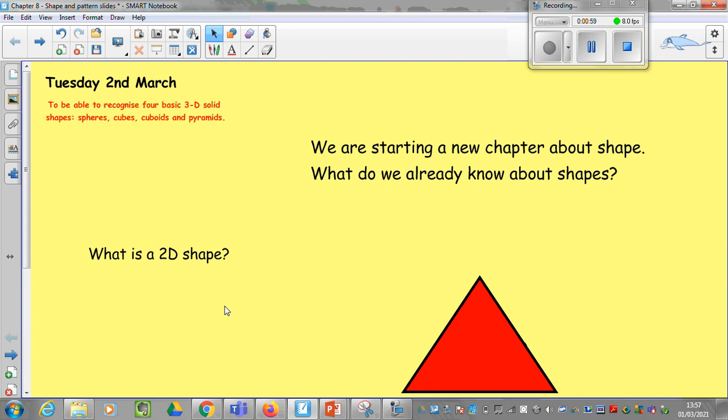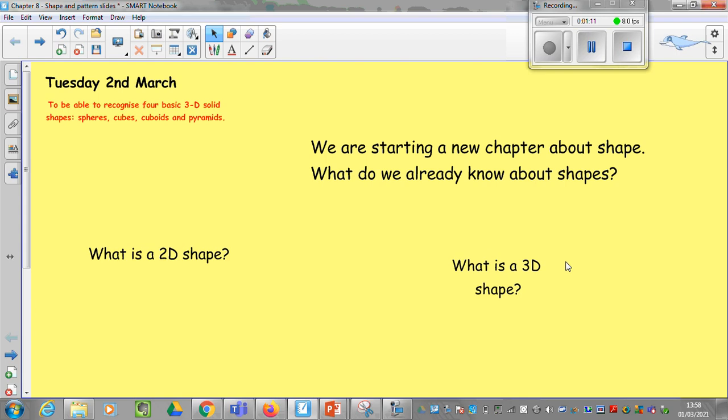Well done. A 2D shape is a shape that is flat. It means that you cannot pick up a 2D shape. It is totally flat. So if you can't pick up a 2D shape, what is a 3D shape? What do you think you can do with a 3D shape? Tell your grown up. Well done. A 3D shape is a shape that is solid. It is something that you can pick up in your hand, okay? It is something that is physical that you actually can grab, whereas a 2D shape, you cannot pick it up.